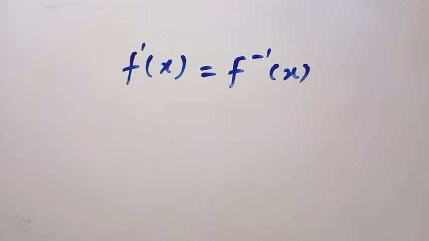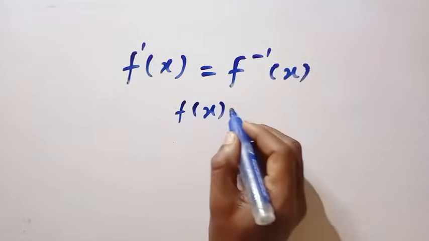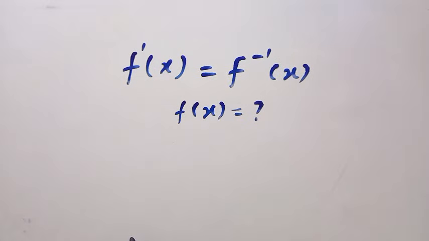Wait, is this equation equal? We have two functions at the two sides. F prime of x equals f inverse of x. We are to find f of x. How do we solve this?